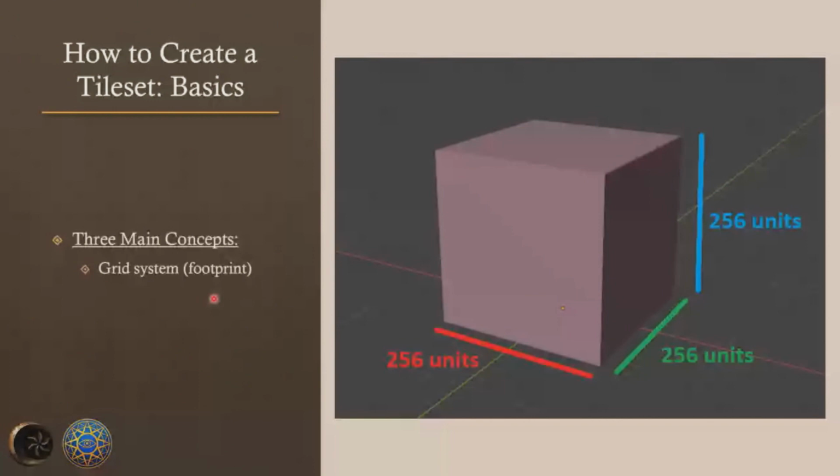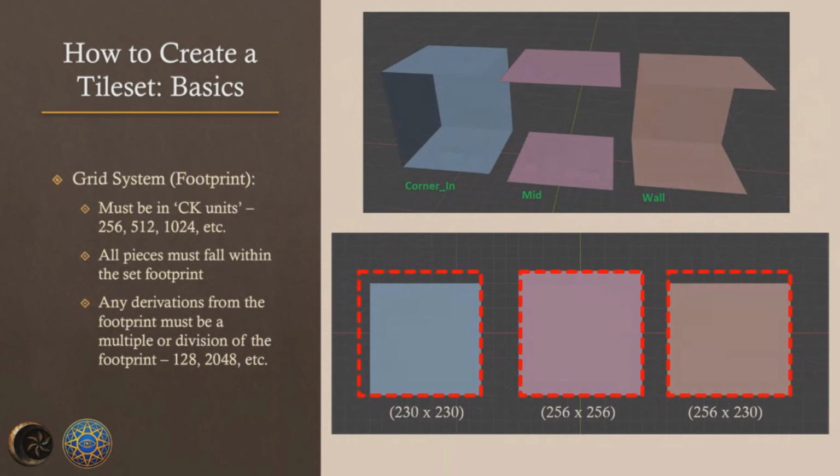So the first main concept of making a tile set: you have to have a grid system. Otherwise, it just won't work. The grid system has to be in Creation Kit units, quote unquote. They use a system based off of multiples of 256, which is usually the smallest grid they use. So 256, 512, 1024, 2048. That's the width in pixels. Or if you set up your Blender scene to have units in metric, we'll talk about some of those logistics later. You have to set the grid up to be one of these.